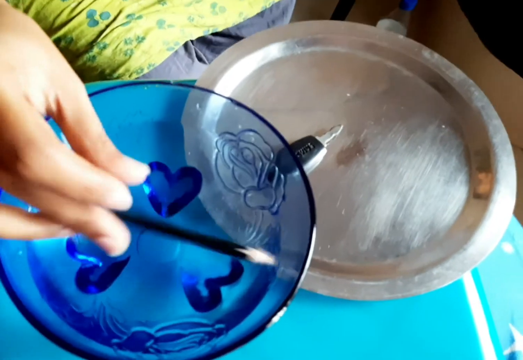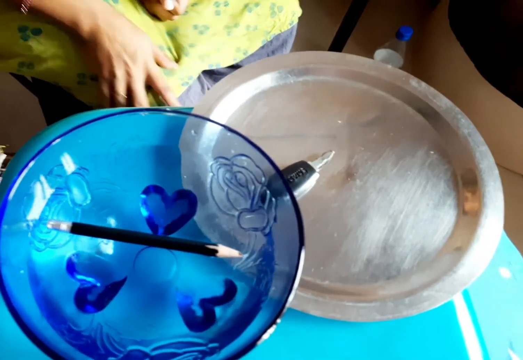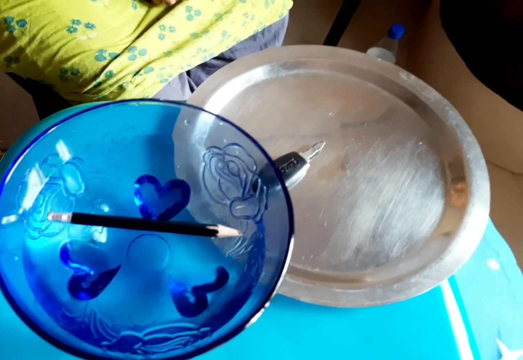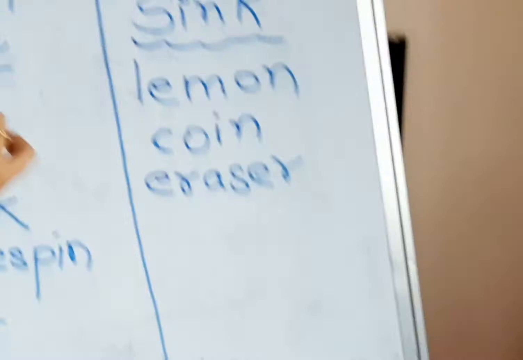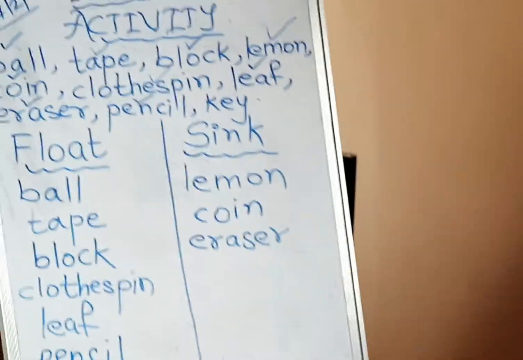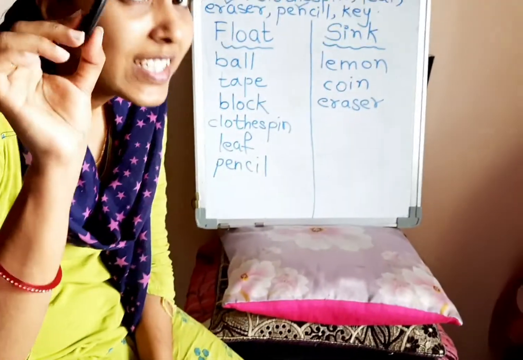Next we have a pencil. Let us see what happens to the pencil as we put it in water. Again, it floats on water. So here I can write the name of pencil in the float column. So a pencil floats on the water.